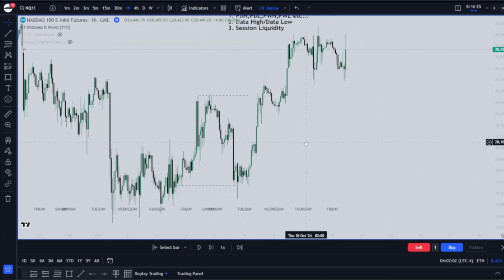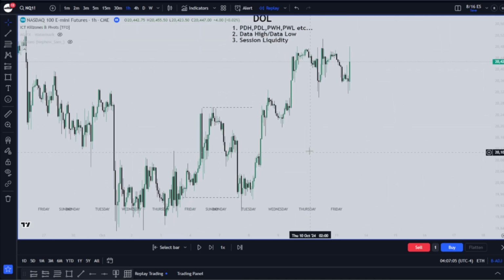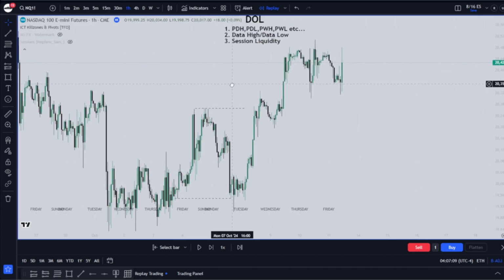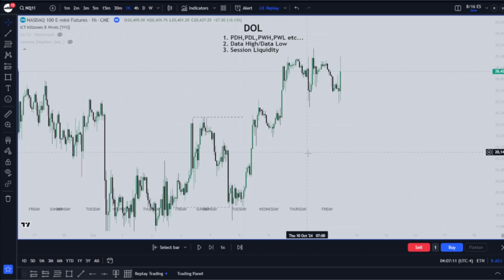How somebody might look at drawn liquidity normally would be a previous day high or a previous day low right here. Whereas I'm just going to look at where the 1 hour is headed, where it's delivering to, and what kind of factors we're going to consider on our way there.